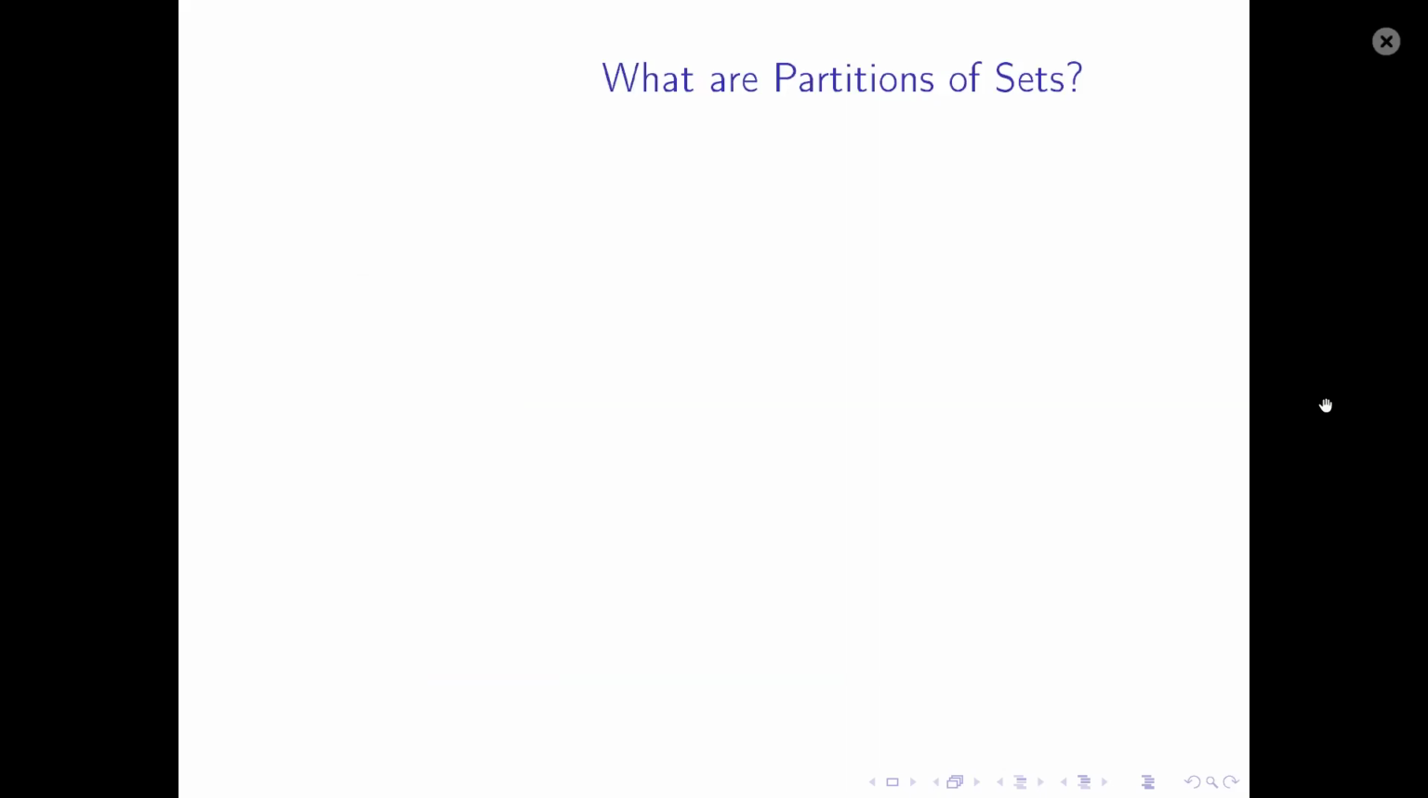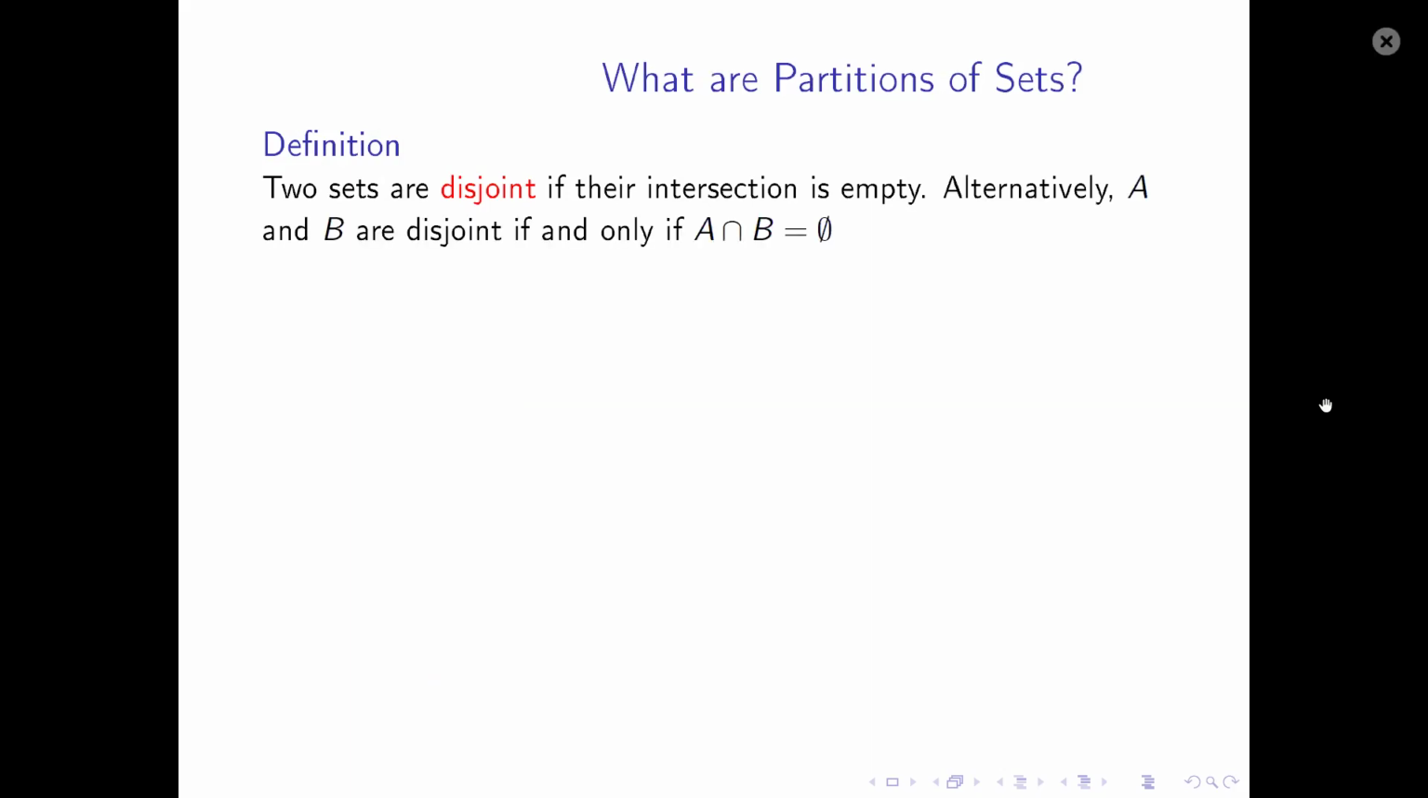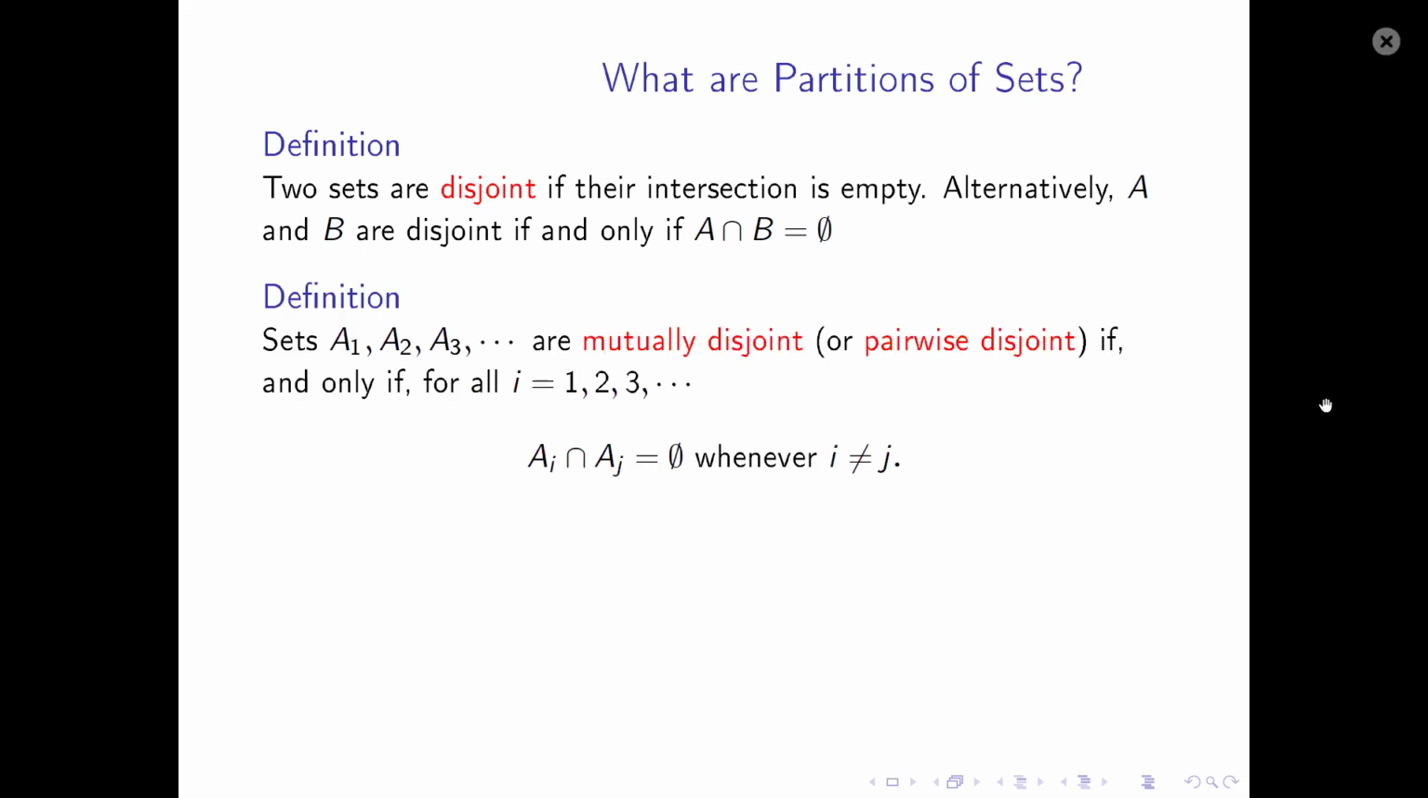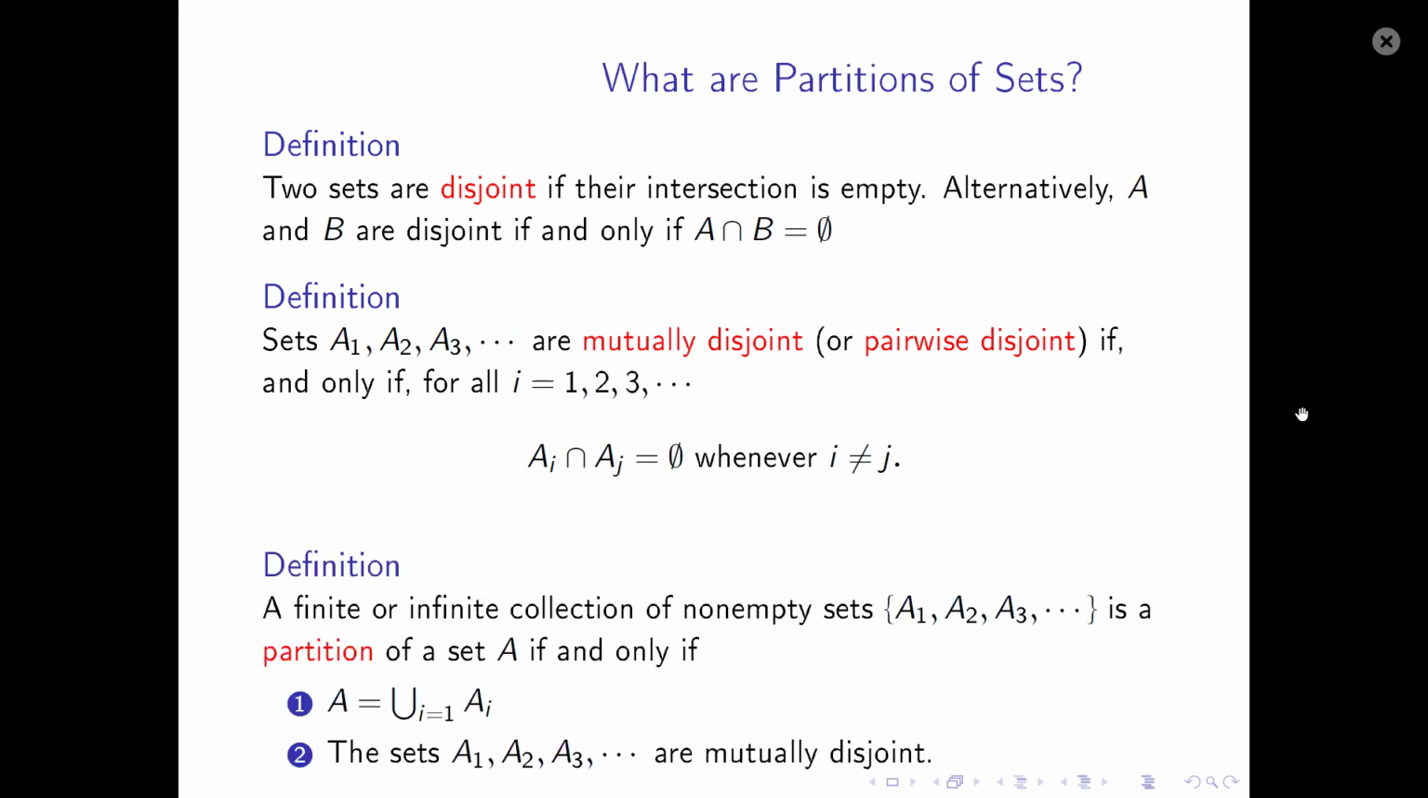Now this gets us into an idea known as partitions of sets. Partitions means we are going to have sets that are disjoint, or in other words, their intersection is empty. If A and B are disjoint if and only if their intersection is empty, and if they're mutually disjoint, then we actually refer to them as partitions. So a partition is a bunch of mutually disjoint things.